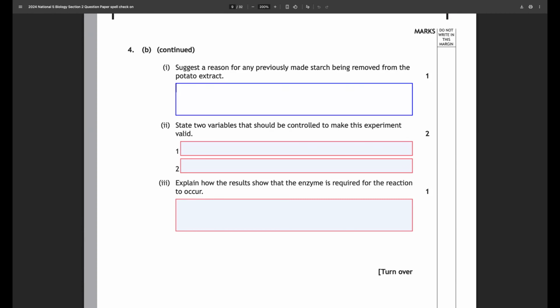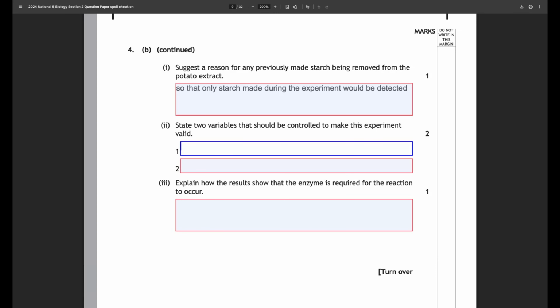Okay, 4b part 1, suggest a reason for any previously made starch being removed from the potato extract. So we want to focus on starch being made during the experiment, okay? So that means that we've got to remove the starch so that only starch made during the experiment would be detected. We do not want starch that was made before the experiment contaminating our results or mixing up our results, okay? We have to prove that the starch was actually made during the experiment and not before.